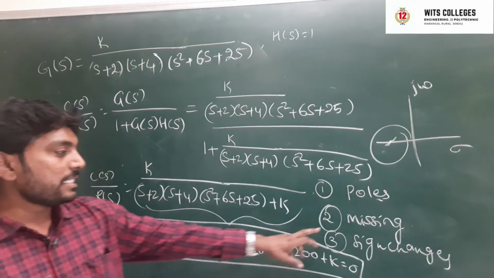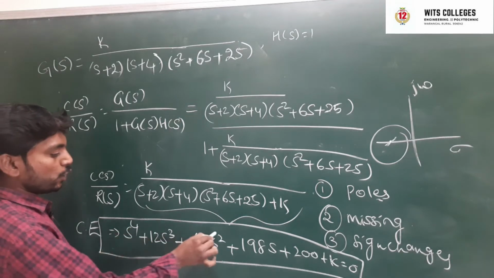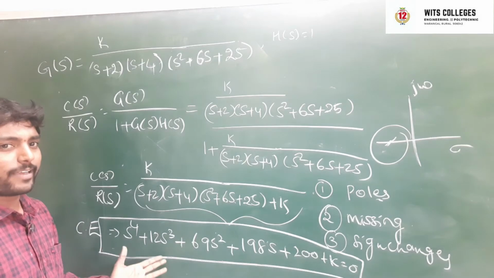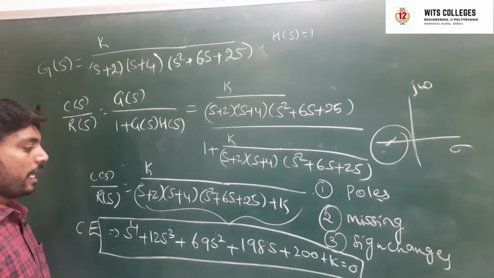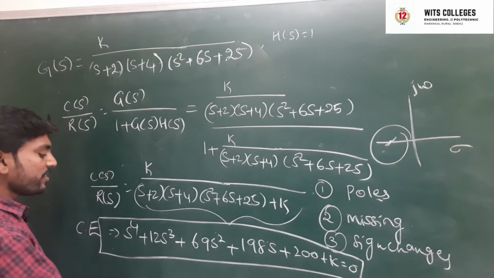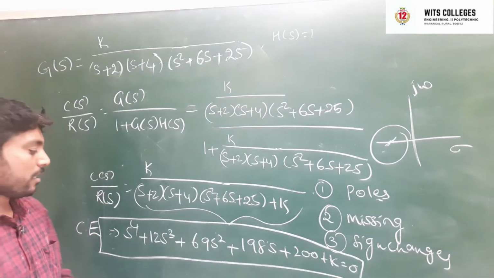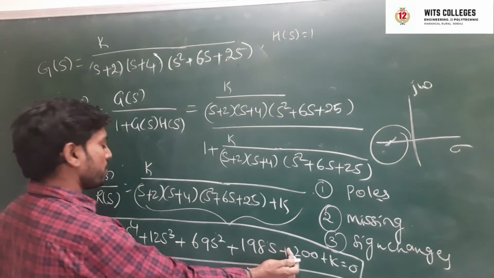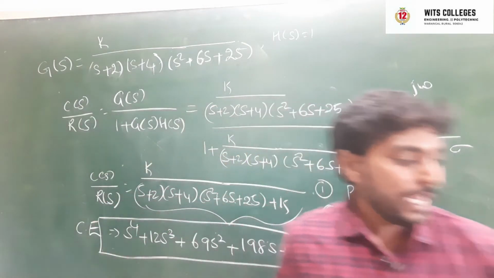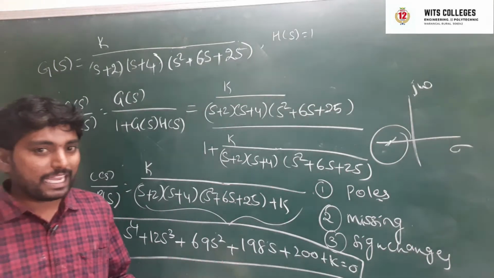Next one is the missing terms. This is a fourth order equation, with powers 4, 3, 2, 1 and s0. That means there are no missing terms in this characteristic equation. Next one is the sign changes. Sign changes means the coefficients of this characteristic equation have the same sign: positive, positive, positive, positive. There is no sign change in this equation. Based on this, the given system is said to be stable.